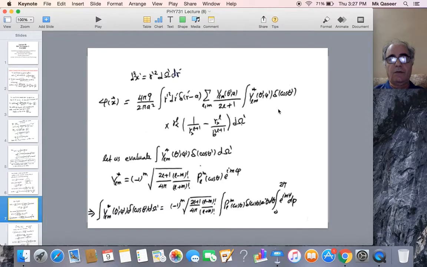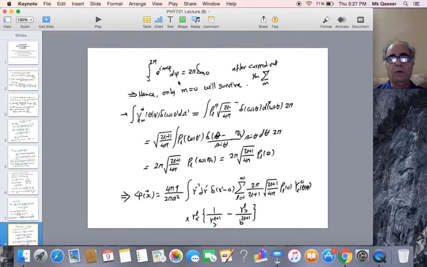Let's first evaluate the integral over phi prime, which is the easiest one. This term is Ylm star of theta prime phi prime. We know that Ylm is given by this expression. Now evaluating this integral over d phi prime, this is given by 2 pi delta m 0. It means that m equals 0 will survive in the summation when we run the summation.